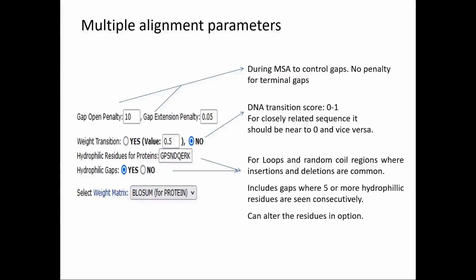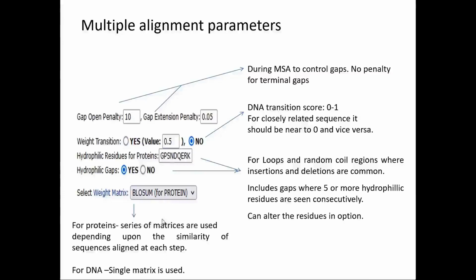The next option is about the weight matrix. This weight matrix is for multiple alignment when sequences are aligned progressively. We have BLOSUM, PAM and GONNET for proteins. When the BLOSUM option is chosen, a series of matrices will be used depending on the similarity of the sequences aligned at each step. And for DNA, we have the IUB and ClustalW matrix, and it is a single matrix.